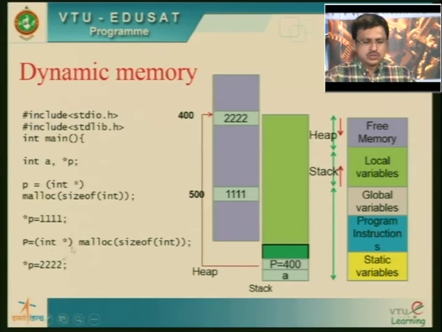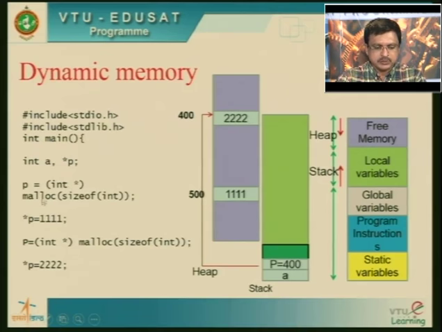Till this point you know what happened. So integer star malloc. Just bear with me with the splitting of these lines, and then I have star p is equal to 1111. So what happened? p was here, star p is basically 500, and it got assigned 1111 here.